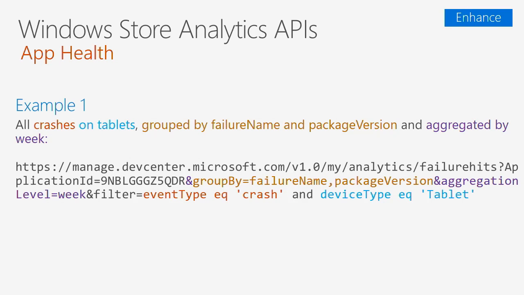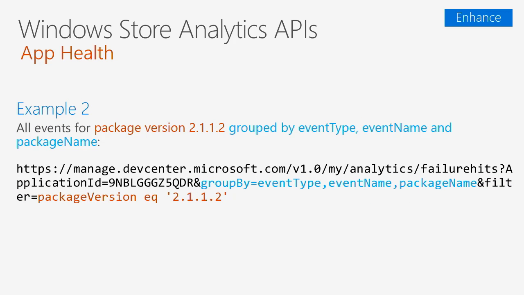Now, the analytics APIs, a couple of things here in terms of app health. Using the URI that you see listed here, I can see all the crashes that are happening on tablets, grouped by failure name and package version, and aggregated by week. In another example, I can see all the events that are happening for a specific package version because I know I'm having issues with that package. I can see them grouped by event type, event name, and package name. And again, you'll get a response back like what you saw earlier.